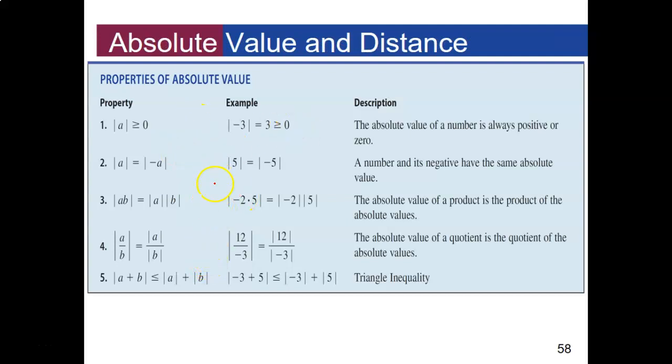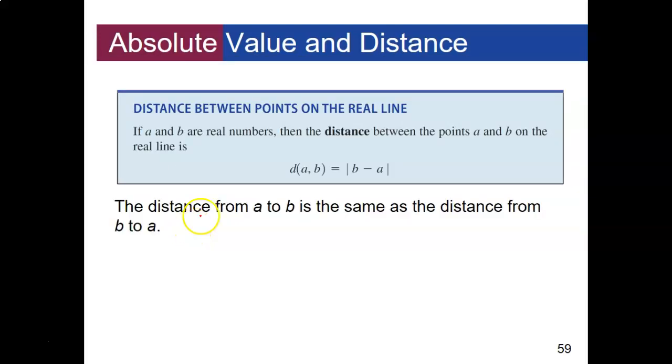These are some absolute value rules. You're welcome to take a further look at them, but they're not something that we're going to focus on all that much. I want to look at this one example here. If you want to find the distance from A to B, that of course is the same as the distance from B to A, and we write that as the distance from A to B.